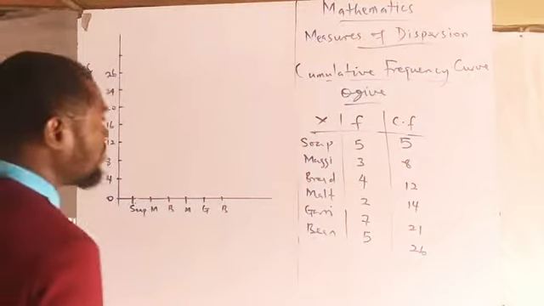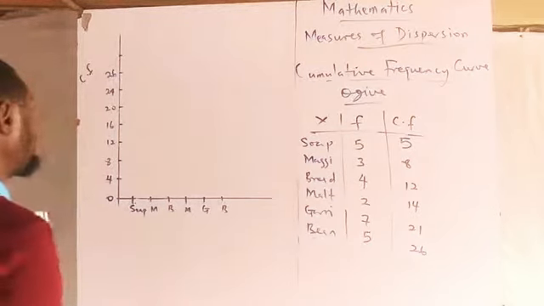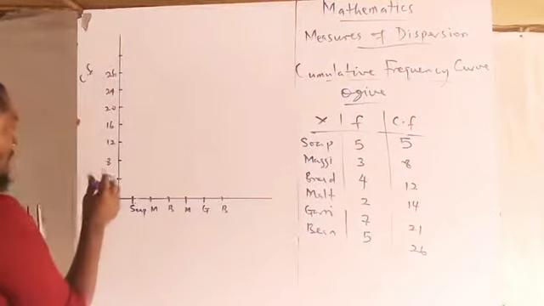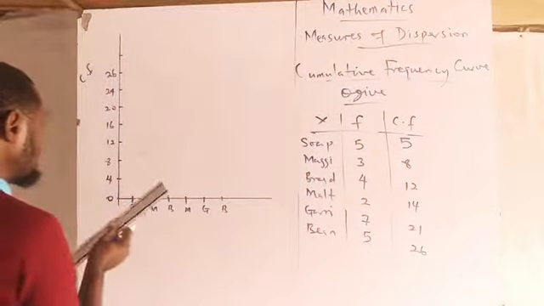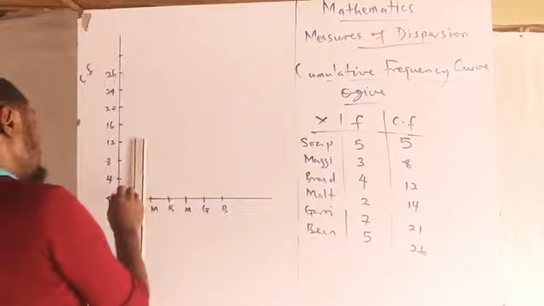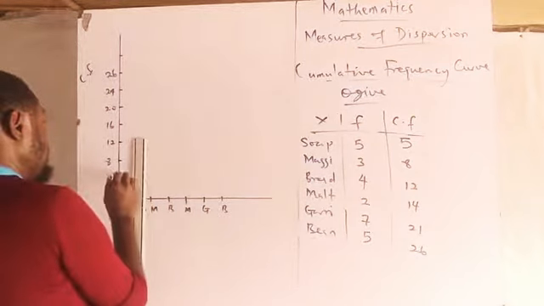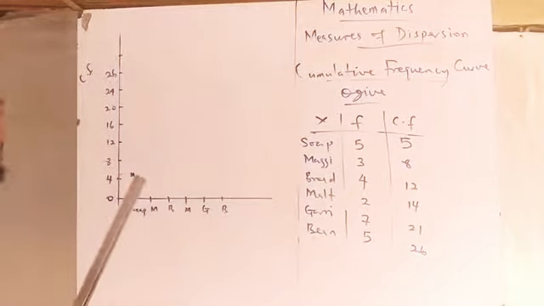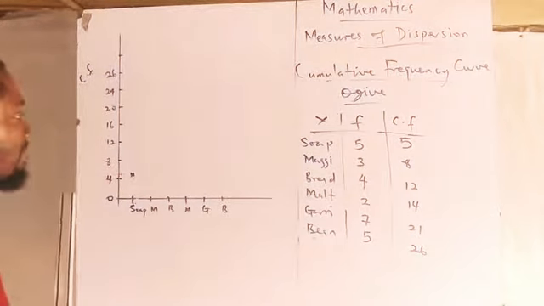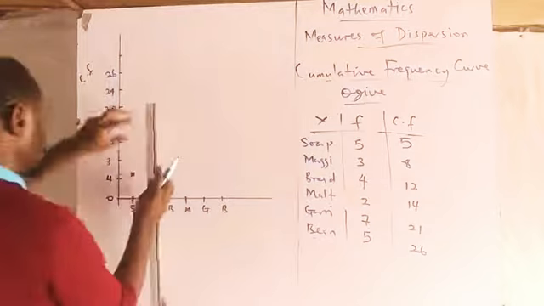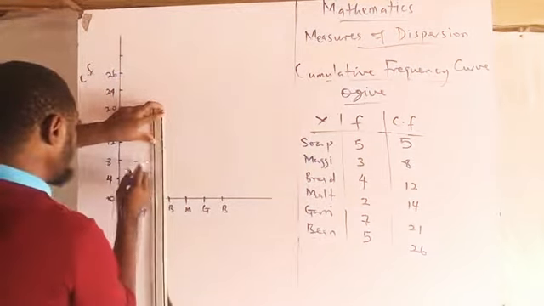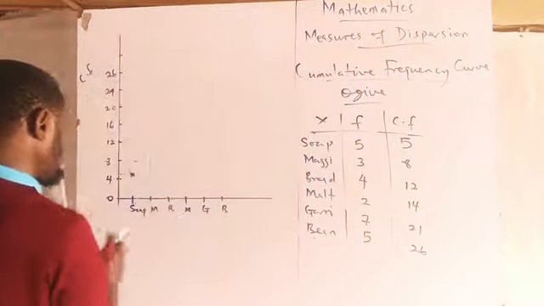For soap you have 5. 5 should be a little bit above 4 because 6 is at the center, so I'm going to add 5. Put your asterisk this time. You're not drawing bars. Put your asterisk. Maggi is 8. Look at 8 here. There, so I have that.